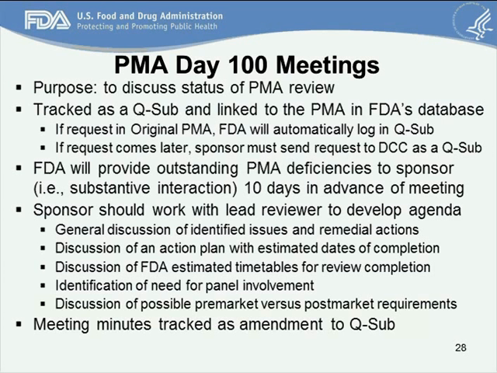We will try to provide any outstanding PMA deficiencies to you at least 10 days in advance of this meeting. This syncs up nicely with our PMA substantive interaction goal of 90 days. So within 90 days of receipt of the PMA, you should be getting a major deficiency letter or a notification that we will proceed interactively. And then 10 days later, roughly, you might have a PMA Day 100 meeting if you so choose. And again, here, the meeting minutes will be tracked as amendments to the Q-sub and should follow the same policies.